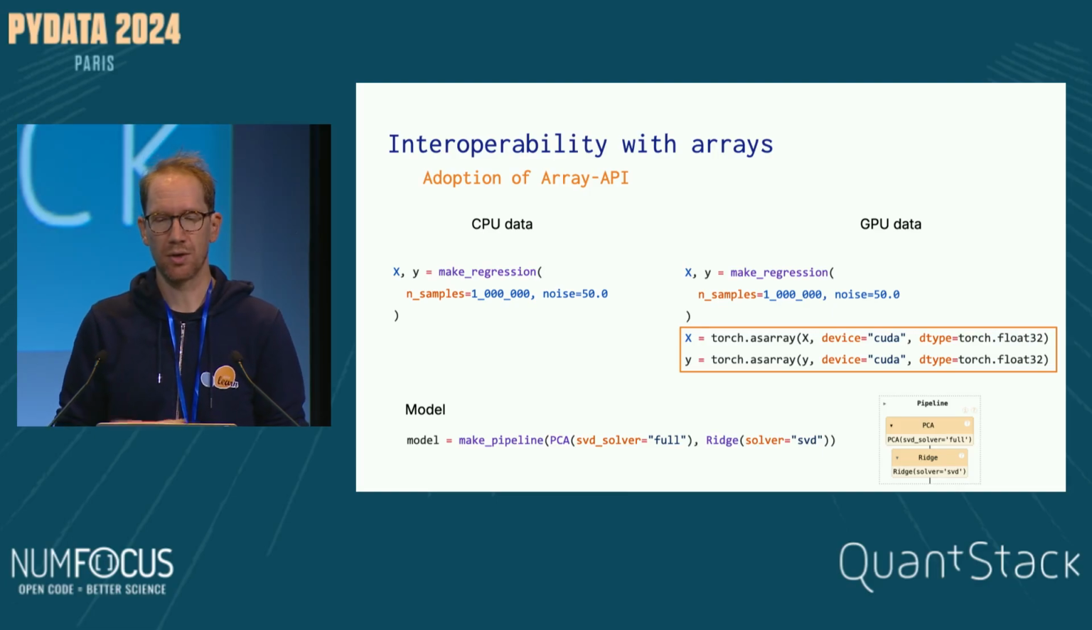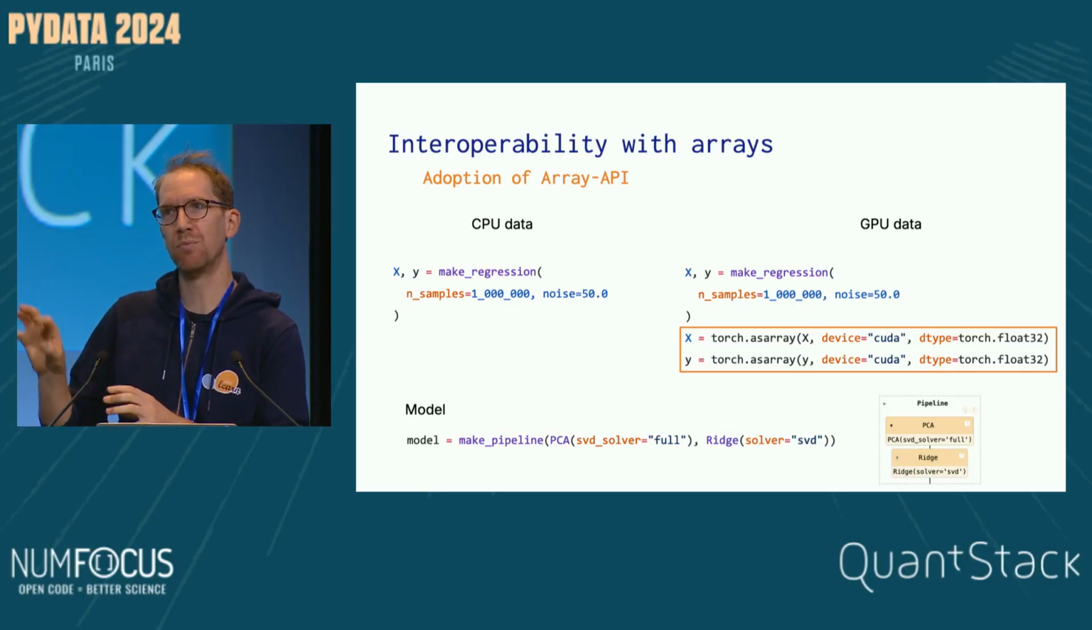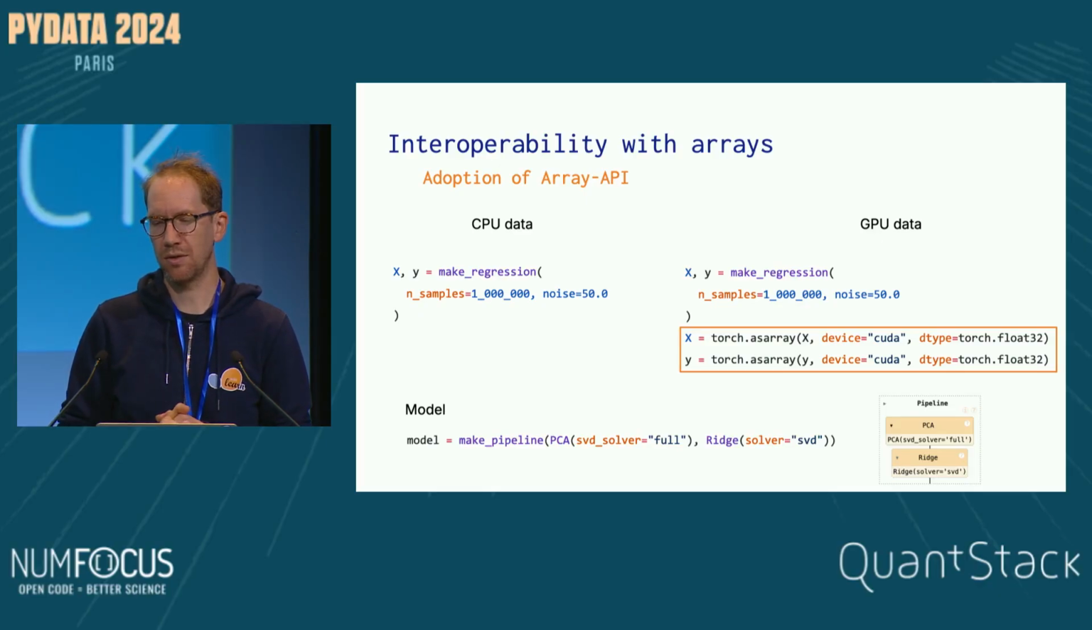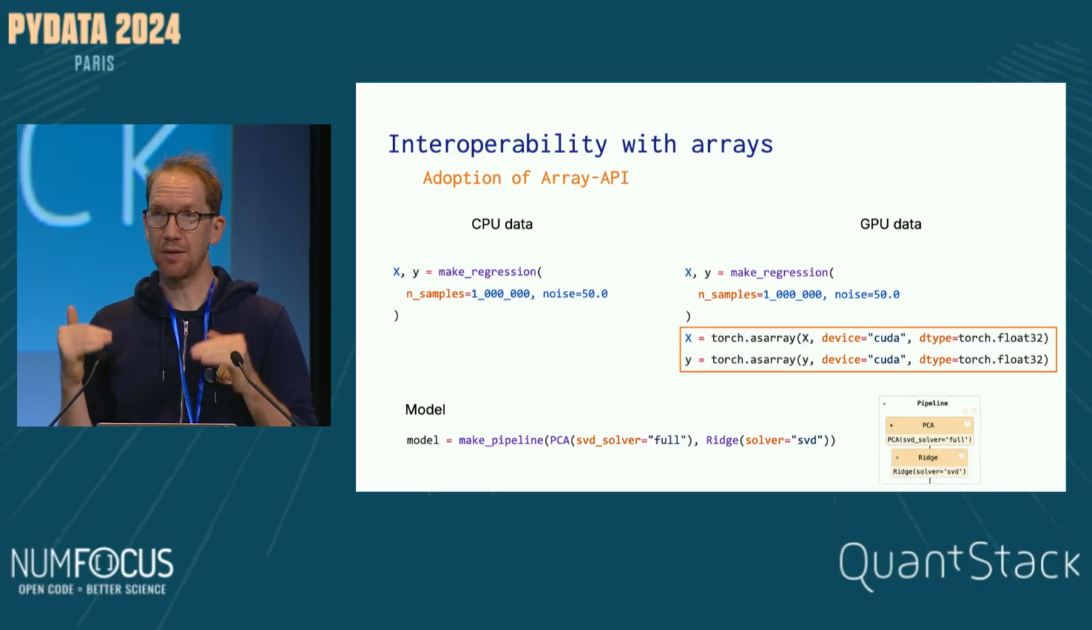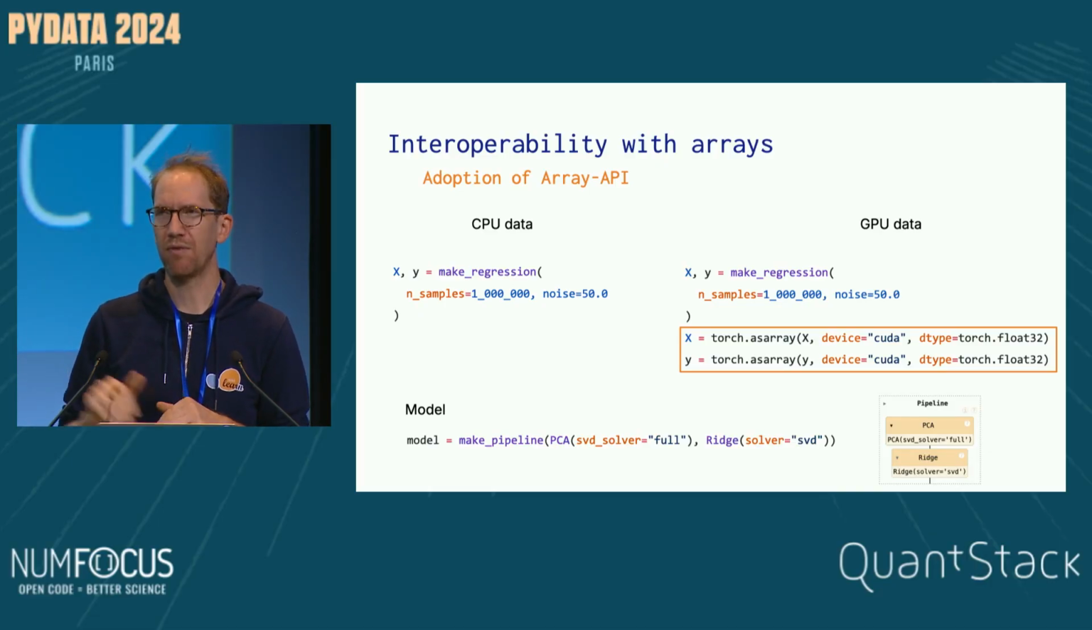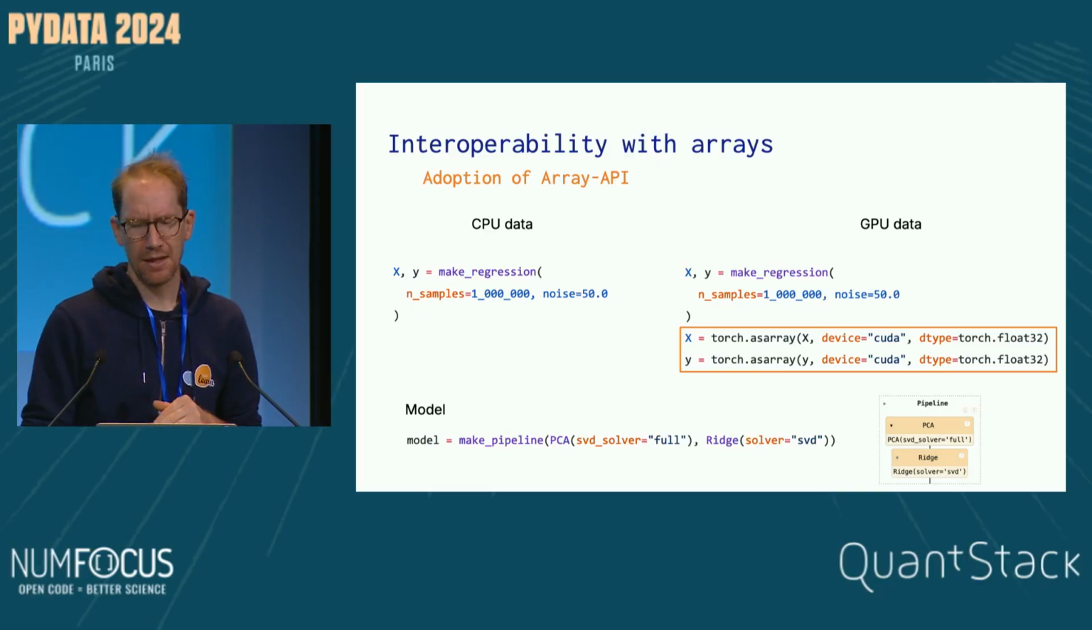So here I just give an example where on the left, I have some NumPy arrays, and on the right, I just move those arrays onto the GPU with some torch tensors. And then I will take a simple model, which is a PCA plus a ridge, okay, with very specific parameters, by the way.